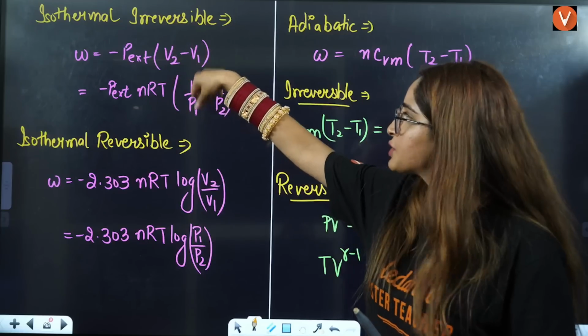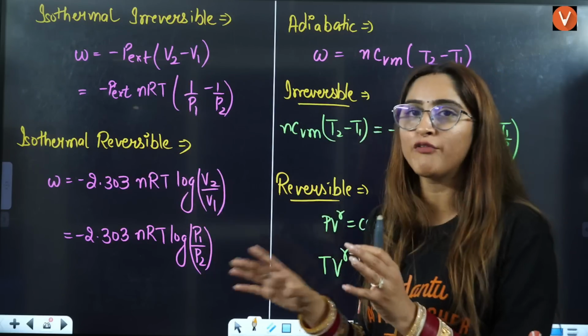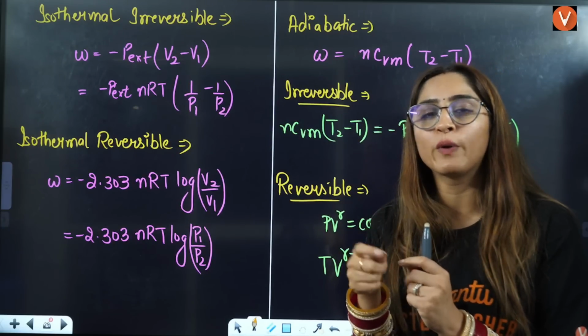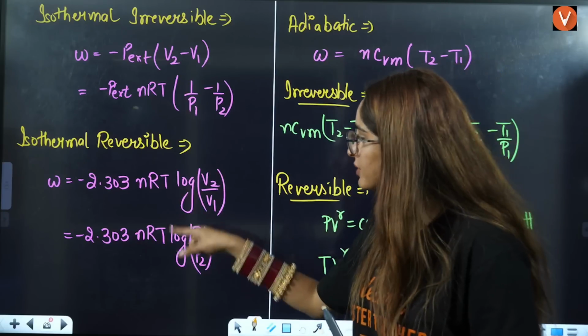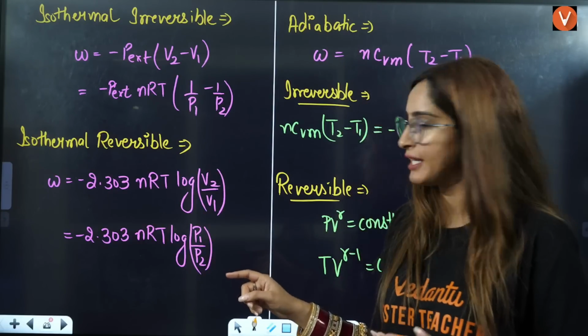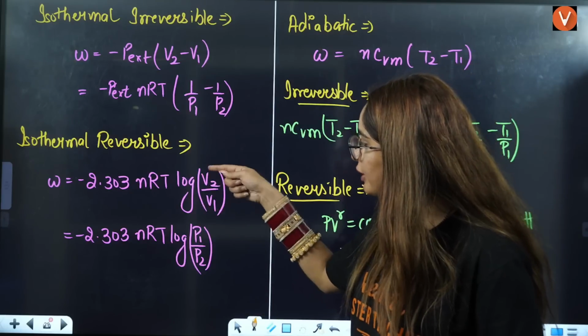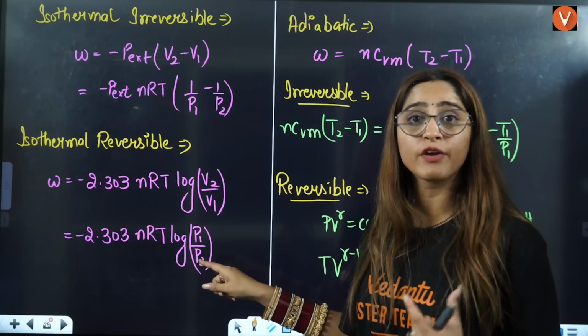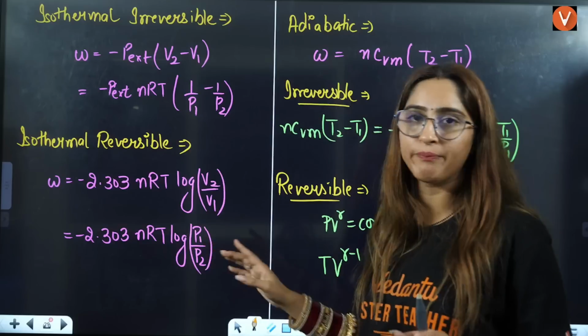irreversible means this formula. Reversible means the formula of integration. Reversible, you are doing in small steps. That is why you have this formula that is derived after integration. Remember, here you have log V2 by V1. But if they have given you pressure, then it will be log P1 by P2.